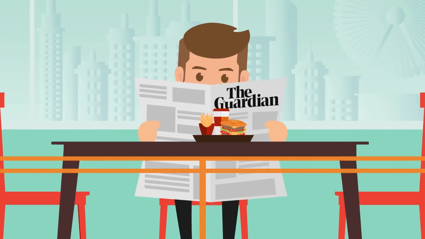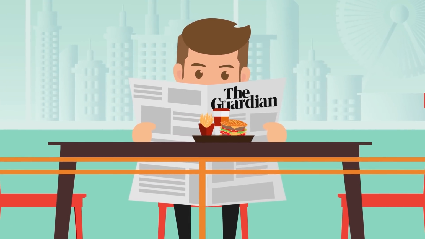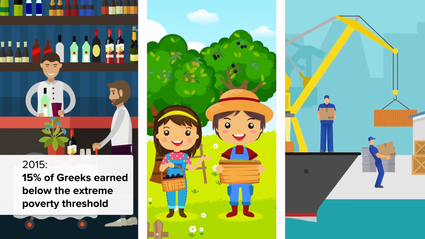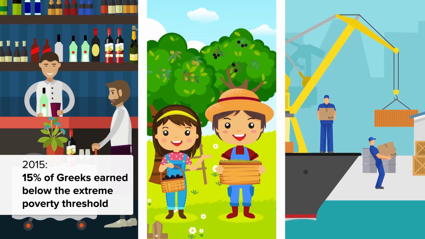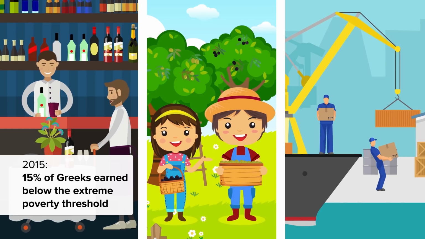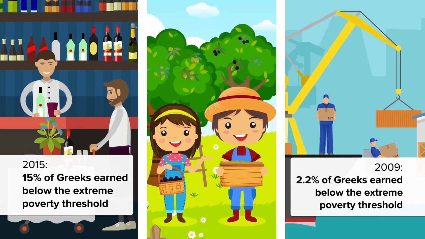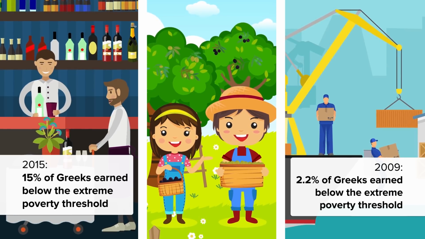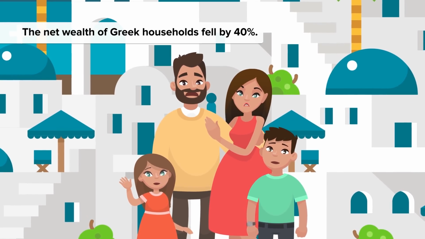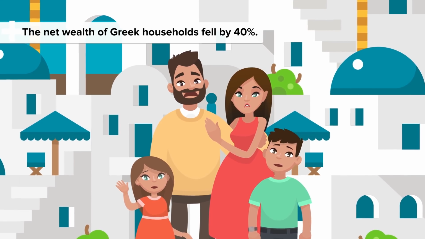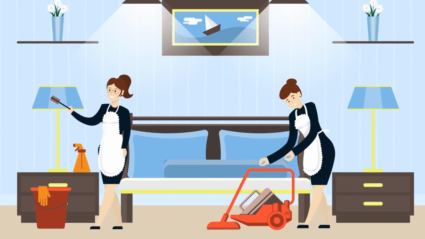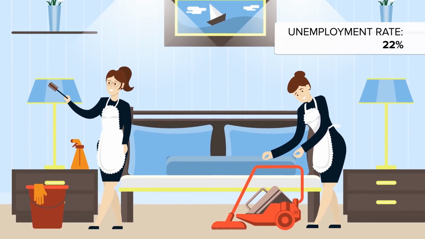The Guardian ran an article last year looking at the effects of the Greek default. They referenced a study by the Dionysos think tank, which found that in 2015, 15% of the population, or 1.6 million people, earned below the extreme poverty threshold, when 6 years previously, in 2009, that number did not exceed 2.2%. And according to the Bank of Greece, the net wealth of Greek households fell by a staggering 40% in the same period. Though unemployment has recently dropped, it is still the highest in the European Union at 22%.